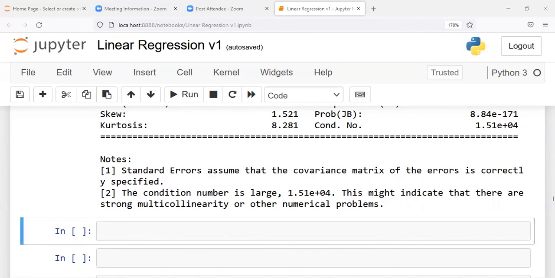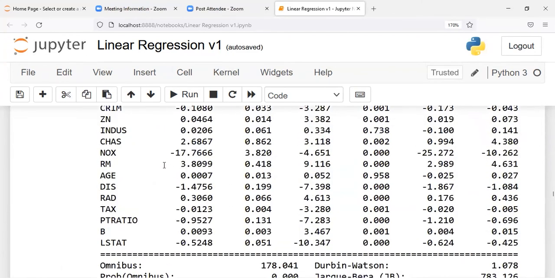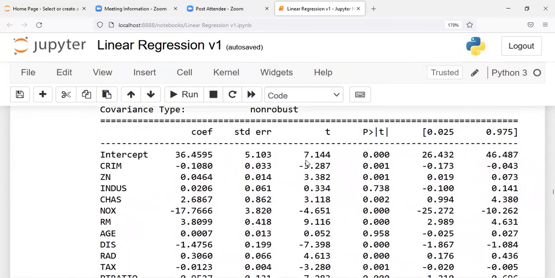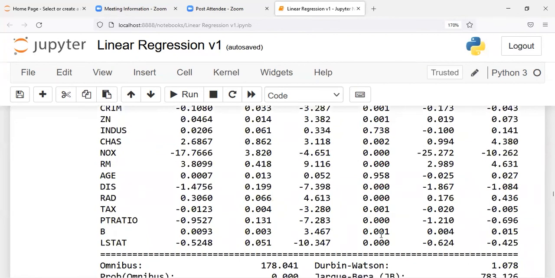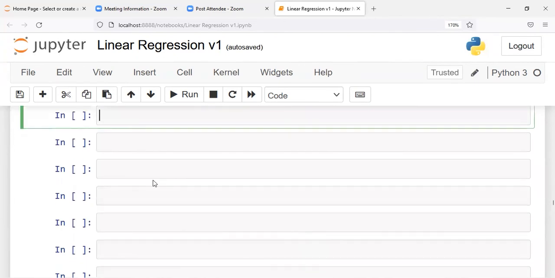Let us drop some of the insignificant variables. We already saw that we had two insignificant variables. If you recall, the variable indus has a p-value of 0.73, greater than 0.05, and hence we need to drop this variable. Similarly, the variable age, which has a p-value of 0.95, needs to be dropped from the model.